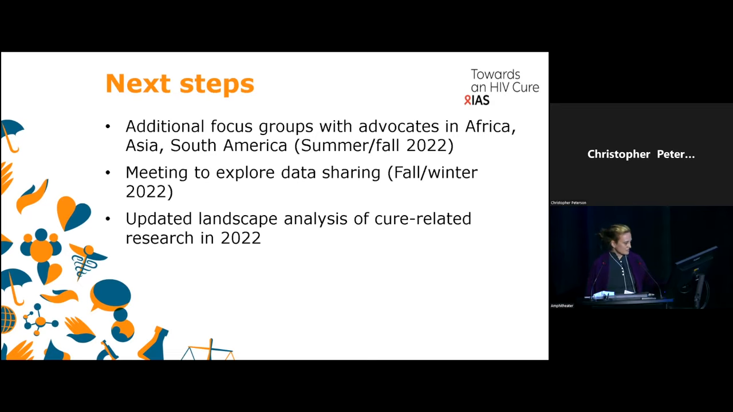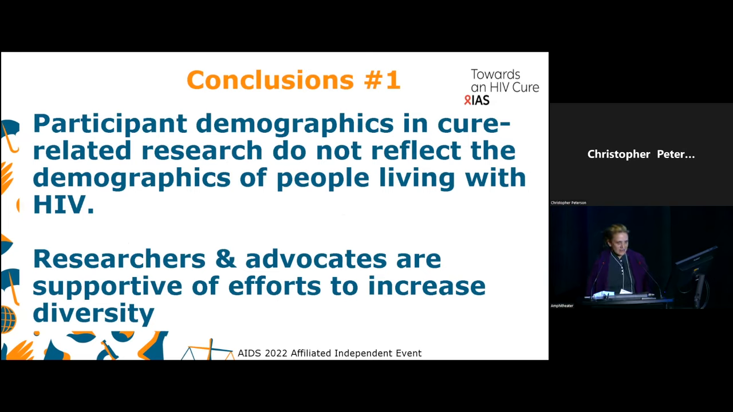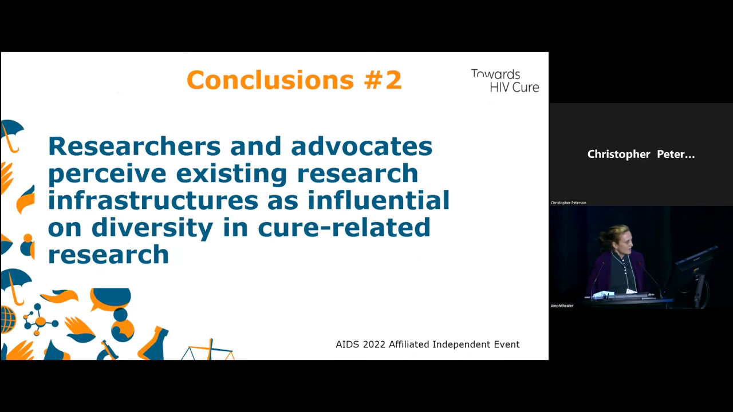I have two conclusions that I'd like to share. The first should hopefully not be a surprise, but participant demographics in cure-related research do not reflect the demographics of people living with HIV. Researchers and advocates are supportive of efforts to increase diversity, and researchers and advocates perceive existing research infrastructures as influential as either enhancing or limiting diversity in cure-related research.